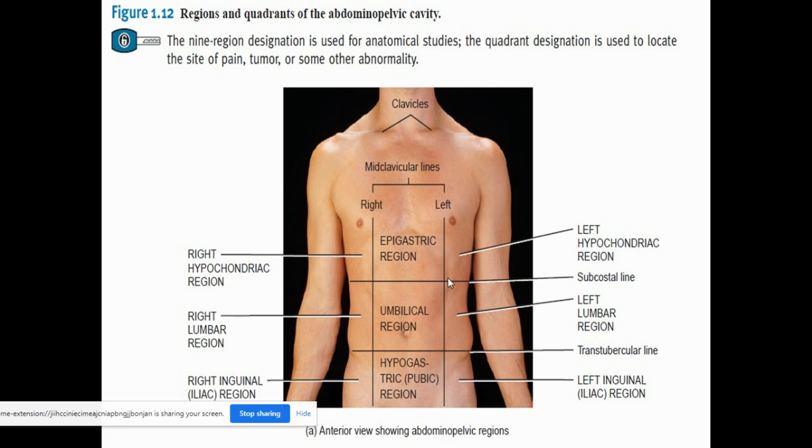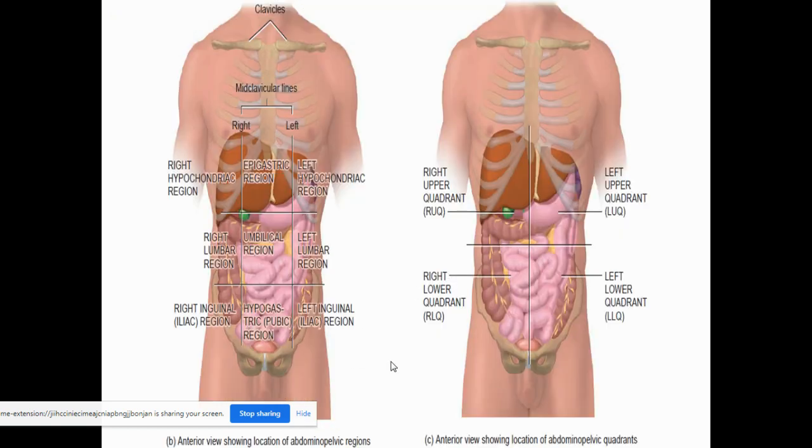So this is one kind of study, the 9 quadrants. In another study, the body is divided into 4 quadrants: the right upper quadrant, left upper quadrant, right lower quadrant, and the left lower quadrant, RUQ, LUQ, RLQ, and LLQ. So you can see the placement of the different organs in the different regions of the body, where the stomach is placed, where the liver is placed, where the heart is placed.